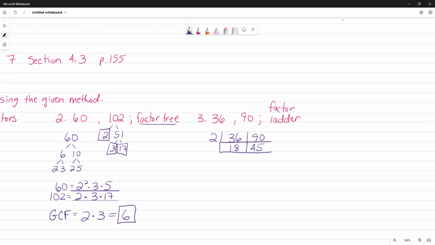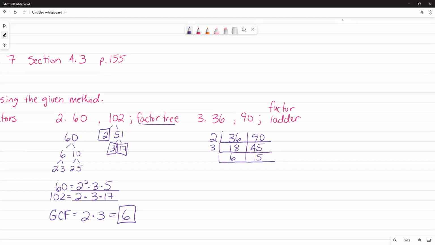Okay, now 18 and 45. Does 2 go into both of these numbers? No. So then we have to go to our next prime number. It's 3, and 3 does go into both of these numbers. So 3 goes into 18 6 times. It goes into 45, not 9 times. Hold on, let me think. 15? Yeah.